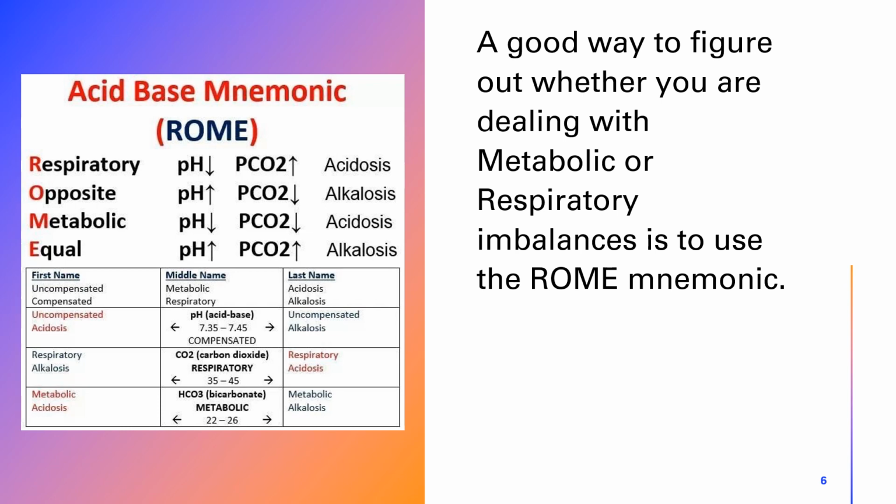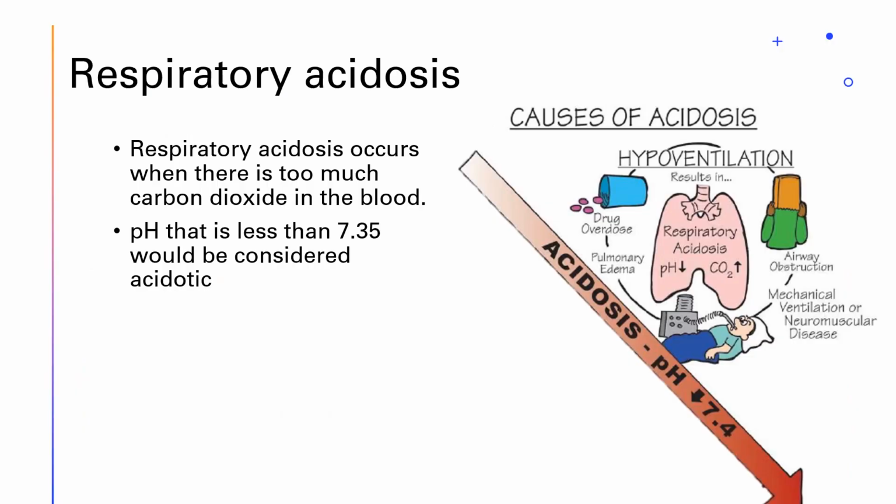And then your metabolic acidosis, the pH is going to lower, and it's going to be lowered on the PCO2 as well. And then metabolic alkalosis, the pH is going to increase, and the PCO2 is also going to increase. Respiratory acidosis. Respiratory acidosis occurs when there is too much carbon dioxide in the blood. A pH that is less than 7.35 would be considered acidotic.